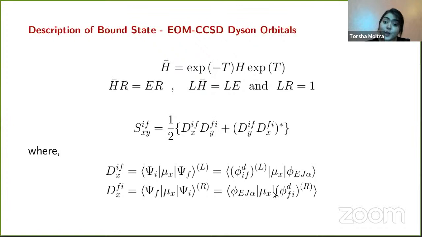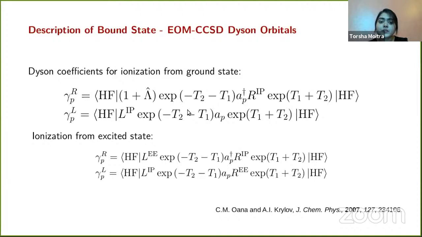However, both of these can be expressed as a linear combination of ground state molecular spin orbitals. What varies is the coefficients. The left and the right Dyson orbital coefficients are distinct. And the Dyson coefficients for the ionization from the ground state are given by this expression. Here, T, R, and L dagger are excitation operators. And for RIP or LIP, these operators are not electron number conserving. We have also looked into ionization from excited states, but I won't show any results for that today because we did not have experimental results to compare with.